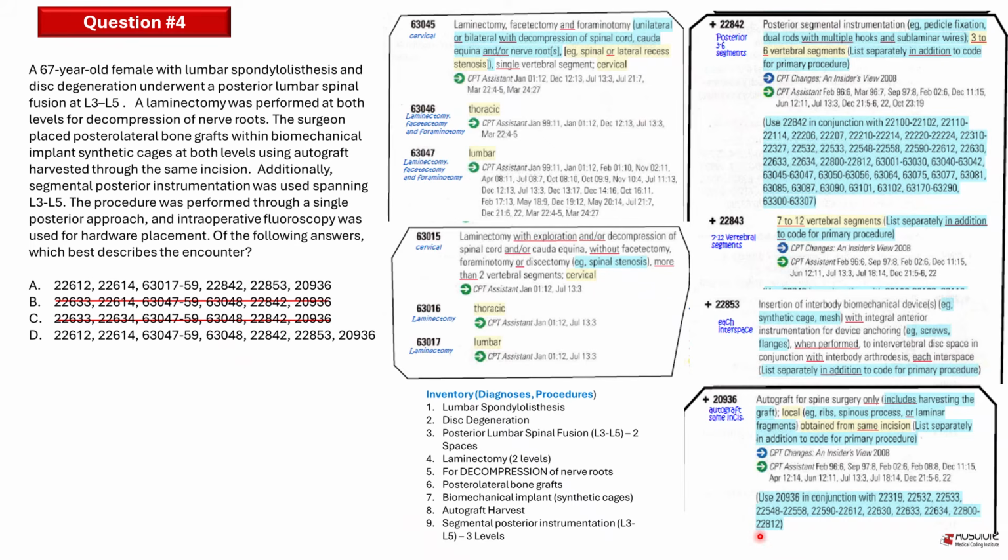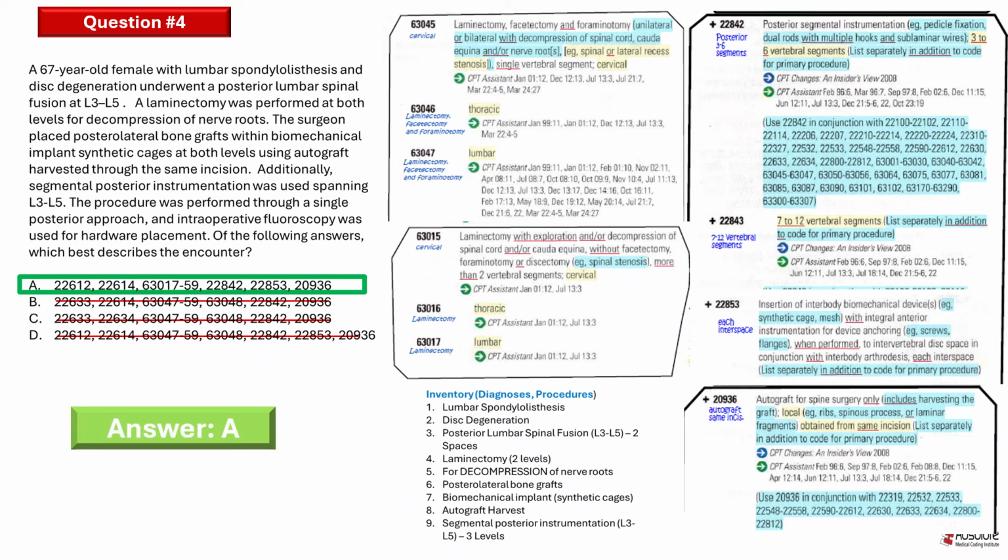Now, when you look at these procedures, another tip is to make sure that you read. If you're not sure, read your parenthetical guidelines. It tells you use 20936 in conjunction with 22612. Yeah, so it's telling you, it's guiding you. If you're not sure, read the parenthetical guidelines. You should read them anyway, right? Okay, so we're going to eliminate D. A is our answer. And coders, if you said A, way to go, way to go, way to go.